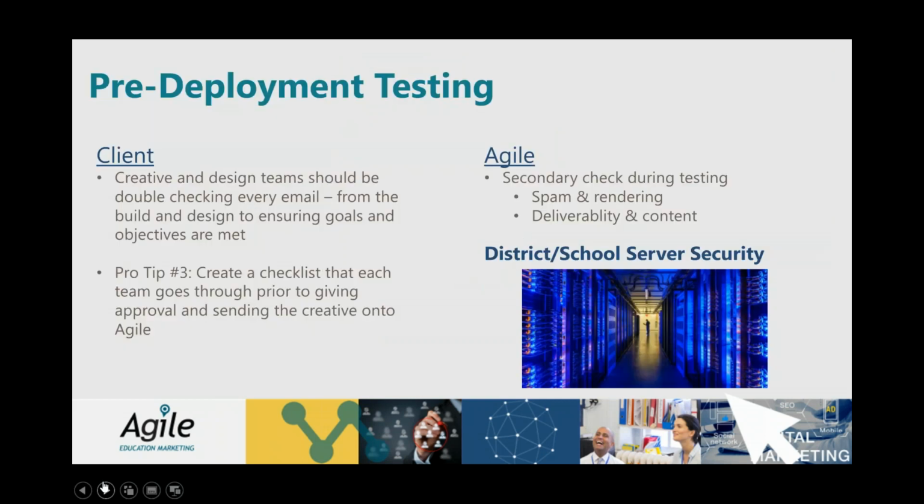All right, on to pre-deployment testing. So when you partner with Agile and we deploy your email campaigns, your creative actually goes through a series of testing software to ensure that your email is following best practices, from the build of the email to the design and functionality of the email. And one thing we like to work with our clients on is to make sure you're working with your internal teams. Make sure that they understand the goals and objectives of each email campaign that you're trying to execute. And ensure that before the email gets sent out for approval, they have a checklist to go through to make sure everything looks good.